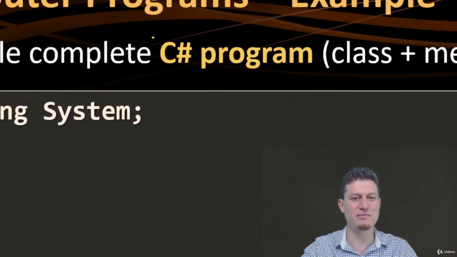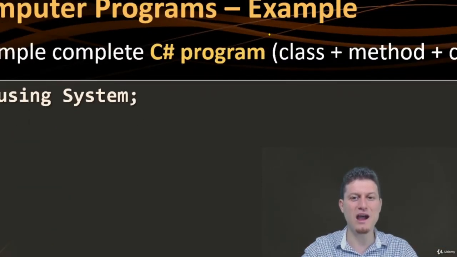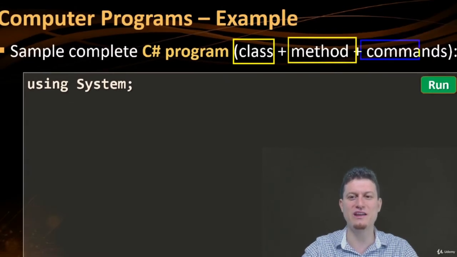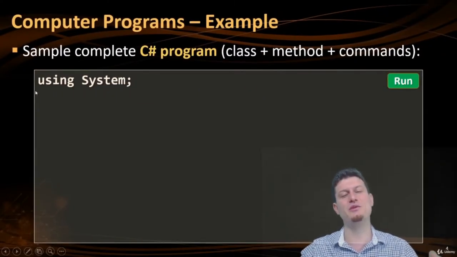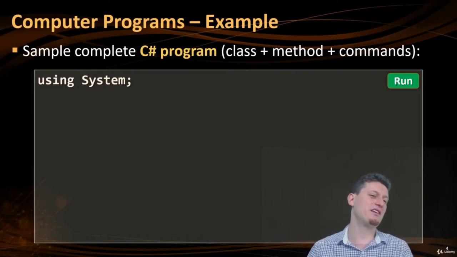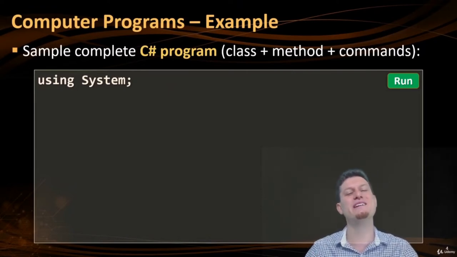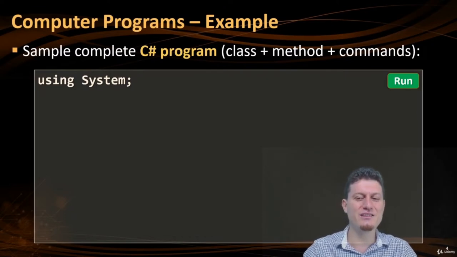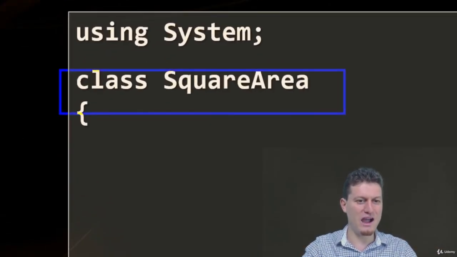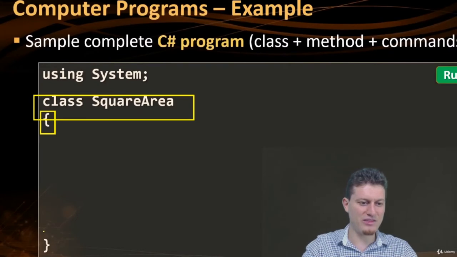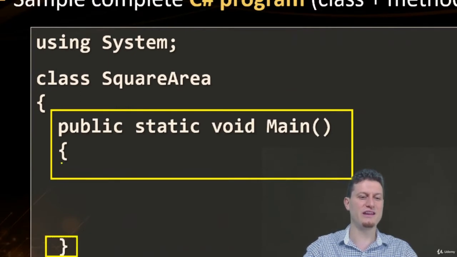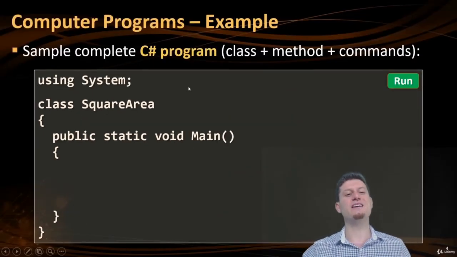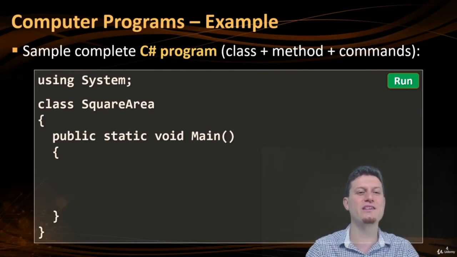For example, in the C# language, we need to define a class, to define a method, and to define the commands inside this method. A C# program usually starts with some things like using System, which just includes the System namespace. This is something like a library with commands which we use very often, and then we define the class which starts here and ends here. In it, we define this public static void Main, and we start and end it here. So assume that all this here is always part of our program.